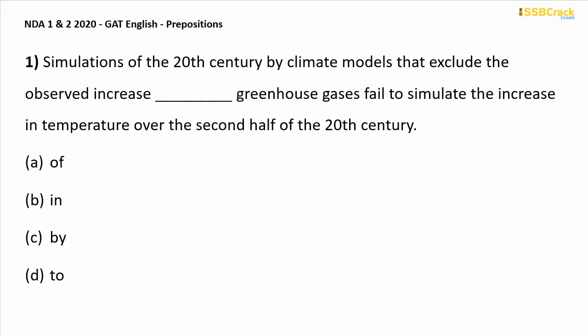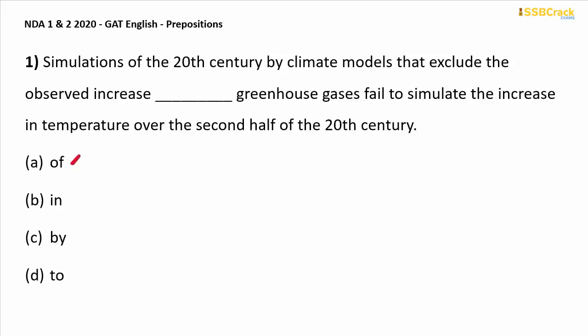So here you are. Simulations of the 20th century by climate models that exclude the observed increase greenhouse gases fail to simulate the increase in temperature over the second half of the 20th century. Now, many of you will have a doubt as the options given are of, in, by, and to. Many of you will go for option A, which is of.